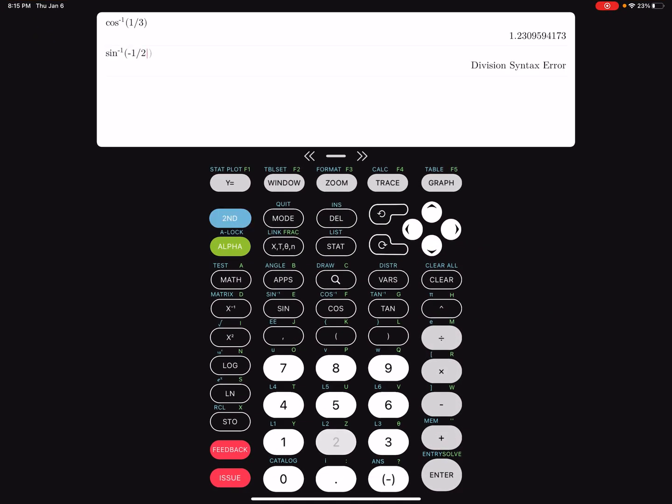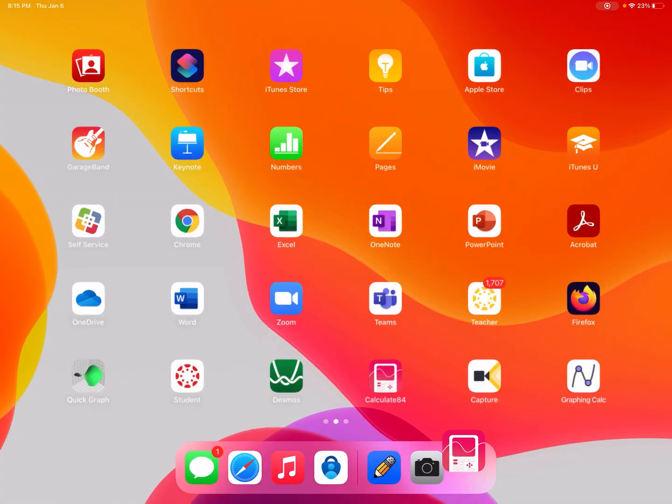of -1/4. And let me fix that. Okay, I got -0.25, and that's rounded to 2 decimal places. So -0.25.